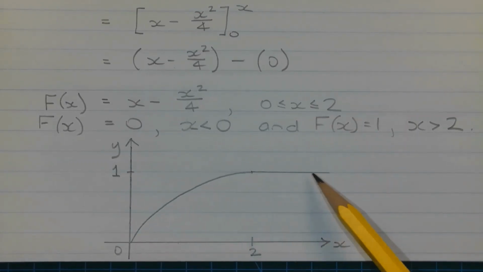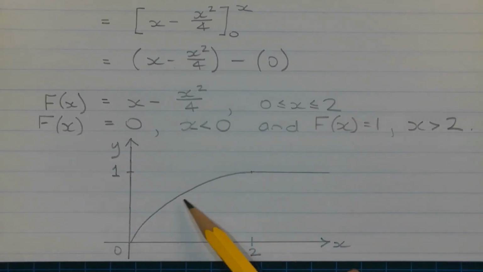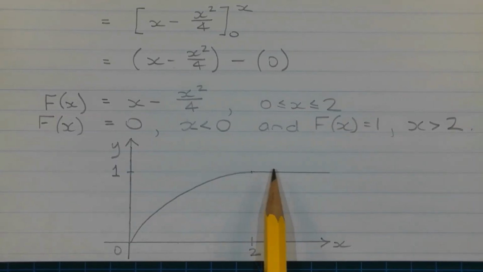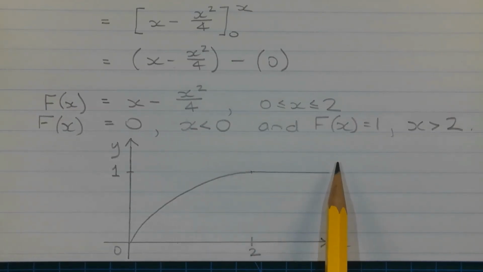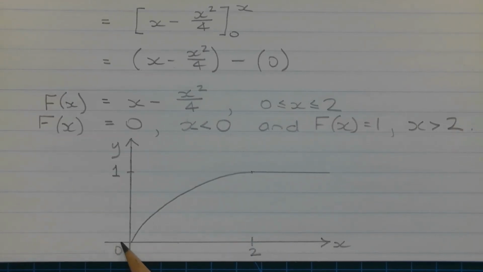So here's the graph. Note that it's a concave down parabola in the interval x between 0 and 2. Notice that beyond x equals 2, it's a straight line, horizontal line, where y is equal to 1. And it's 0 to the left of x equals 0.